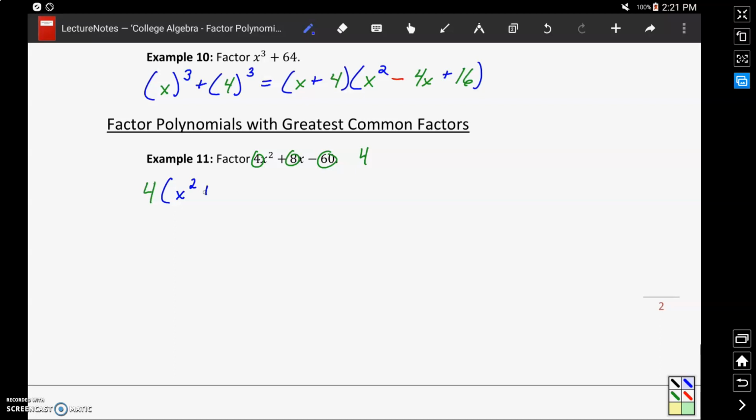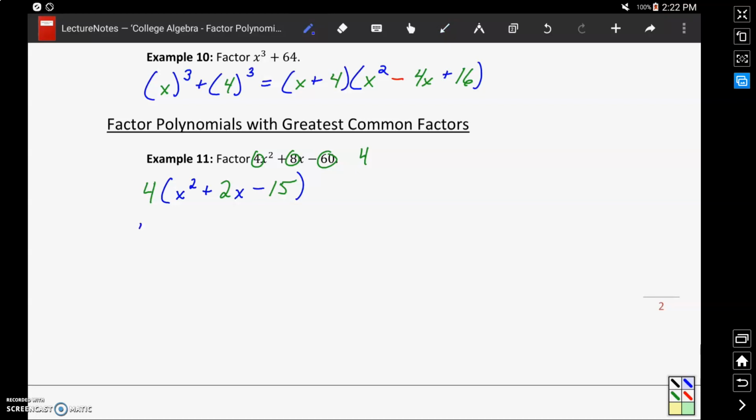x squared plus 2x minus 15. Factoring out that greatest common factor of 4 has now simplified the polynomial that we want to factor. We no longer have a leading coefficient that's different than 1, so we have a simpler case to consider.